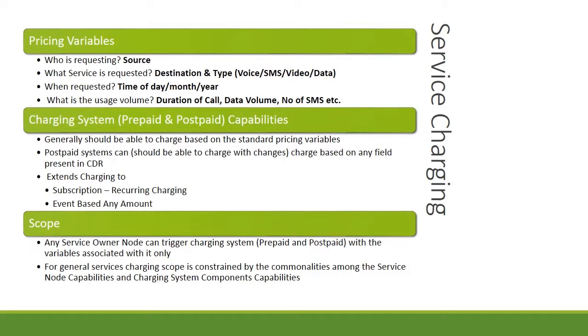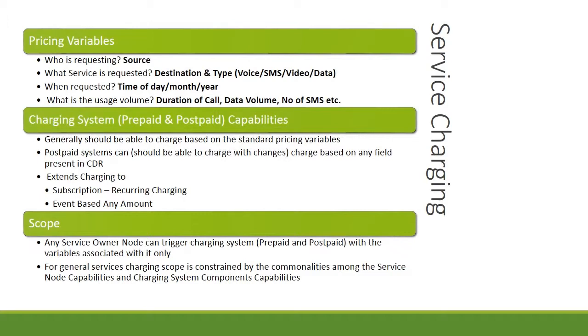Another charging variable is usage volume. For example, for more use there is one kind of rate, and for less use there is another kind of rate. If we send 100 SMS, all SMS is free, or if we talk 100 minutes in a month, then subsequent on-net calls are free. We can set price by using different kinds of pricing variables.